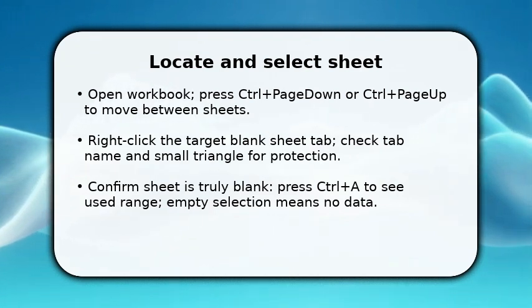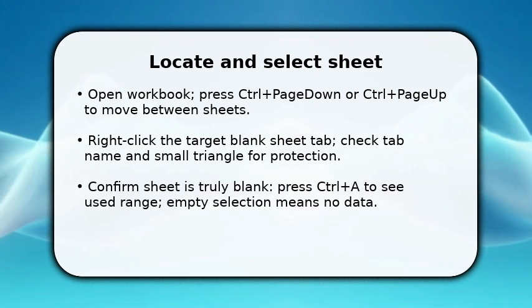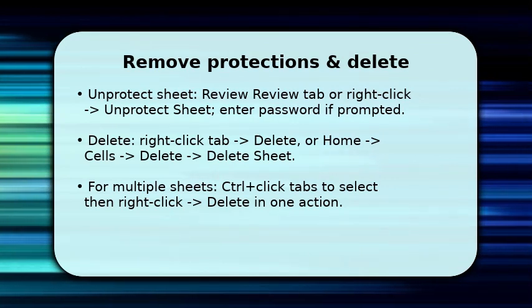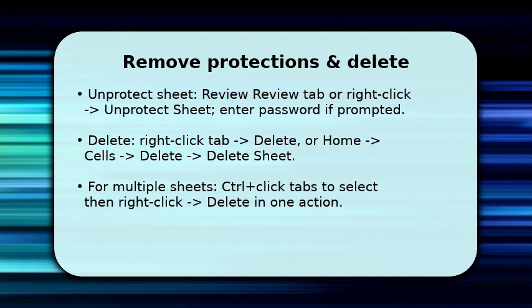Once done, make sure the workbook isn't shared or protected before attempting deletion. Next, remove any barriers and perform the delete. If Unprotect Sheet is available, click it from the Review tab or right-click the tab and enter a password if required. You must do this because protected sheets cannot be deleted. Once unprotected, right-click the tab and choose Delete, or use Home Cell's Delete Sheet for a ribbon path.